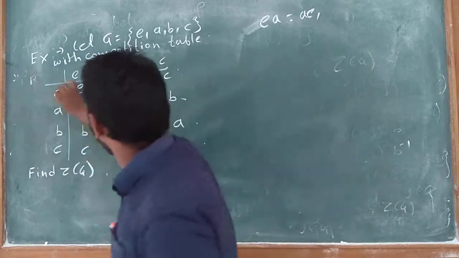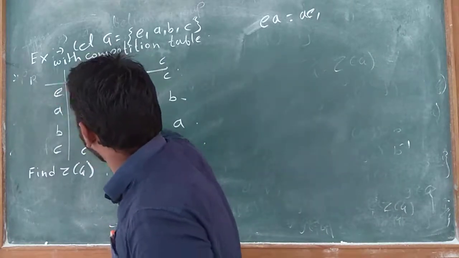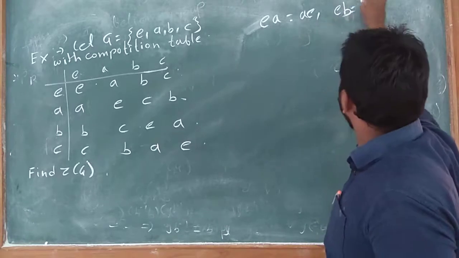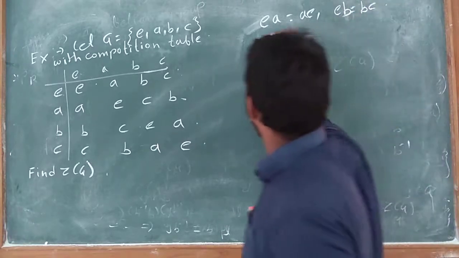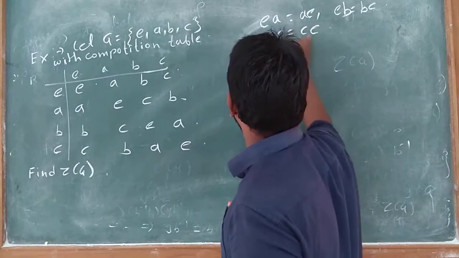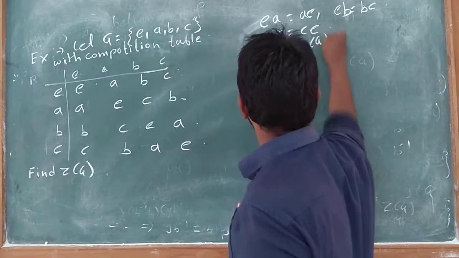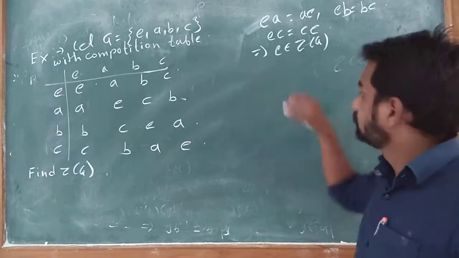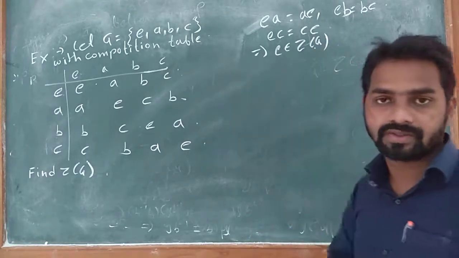Also, E into B is equal to B into E. Therefore, EB is equal to B. Also, EC is equal to C. This implies E commutes with all elements in the group. Therefore, E belongs to the center of the group.